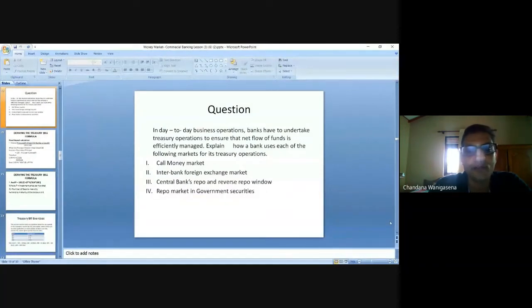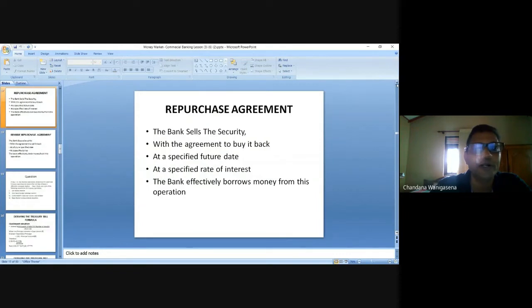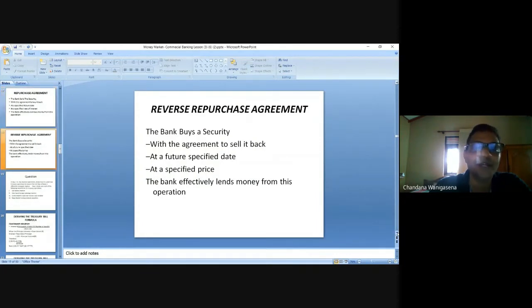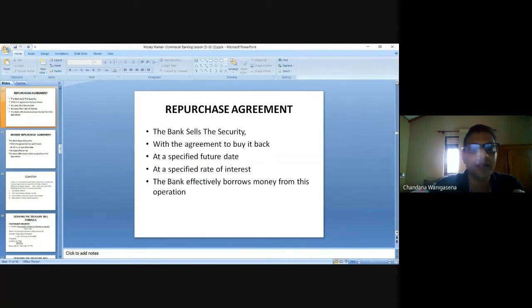Central bank's repo and reverse repo window. The central bank will have repurchase agreement and reverse repurchase agreement. You have to explain this in terms of the central bank. This is actually done with respect to a bank: the bank sells the security, right? So we'll have to put this into perspective by replacing this bank with the central bank.